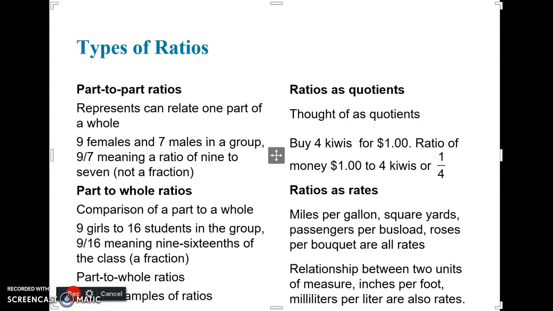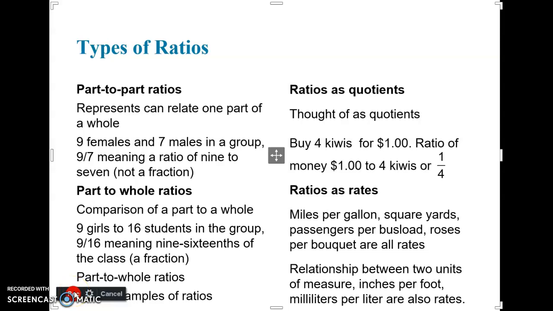Ratios can be written as quotients. If you buy 4 khakis for $1, the ratio of money to khakis is 1 to 4, or 1/4 as a quotient. Dividing the values, you get 25 cents per one. The unit rate is 25 hundredths.